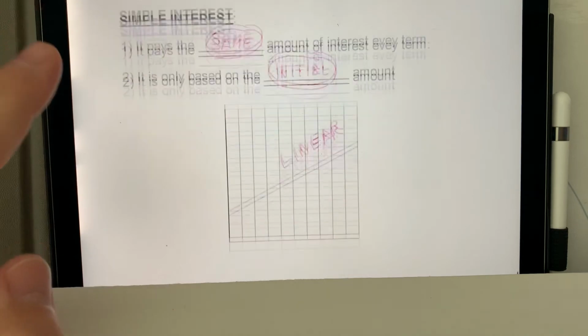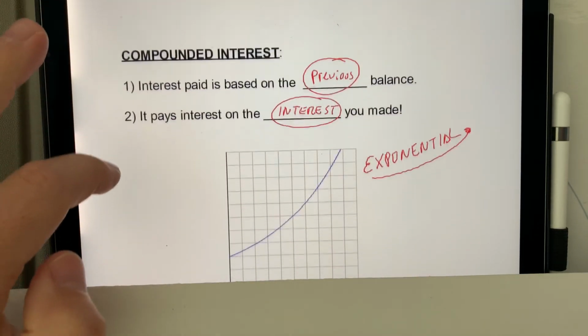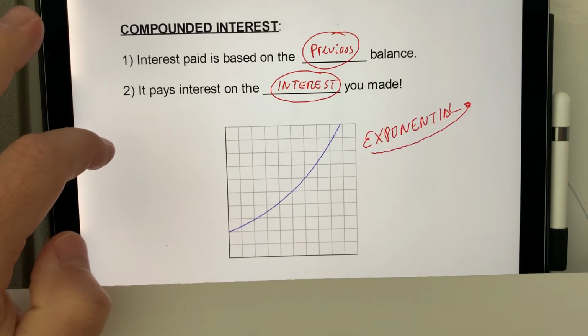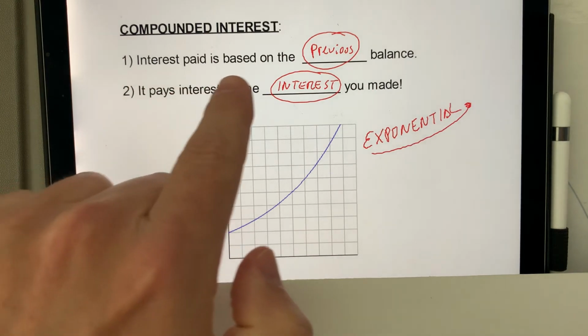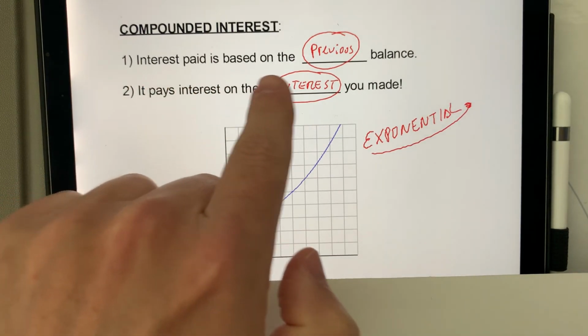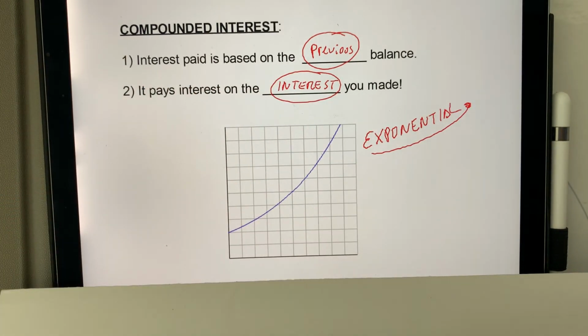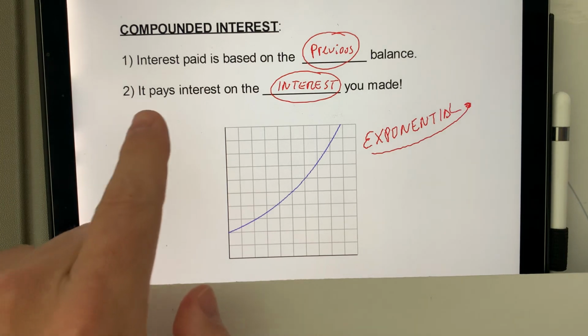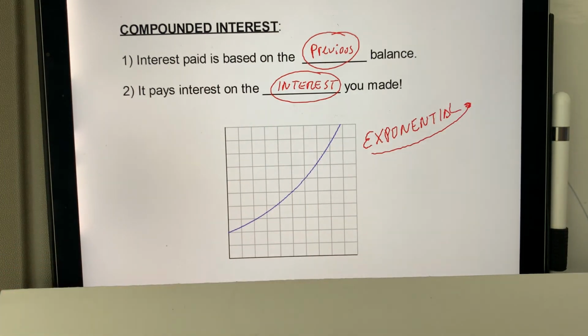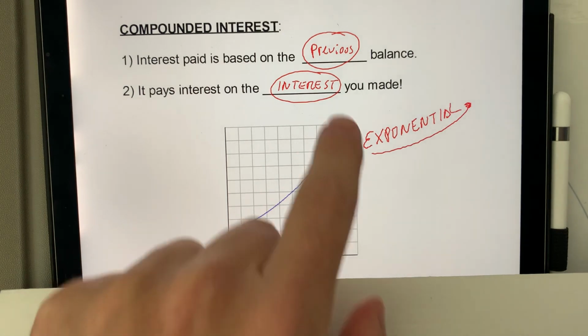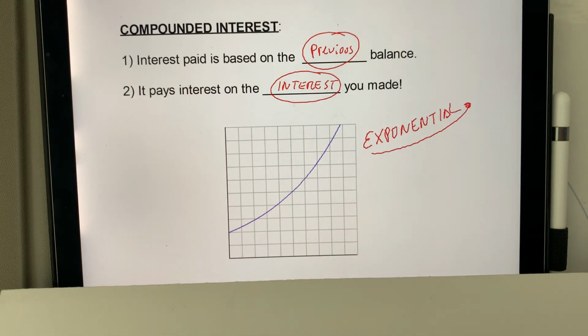So what is the difference with compounded interest? Compounded interest is this: the interest paid is based on the previous balance, on the previous term, not on the original one. And it pays interest on the interest that you made. And that's why interest is getting bigger and bigger, and therefore it takes this shape, which will be an exponential function.